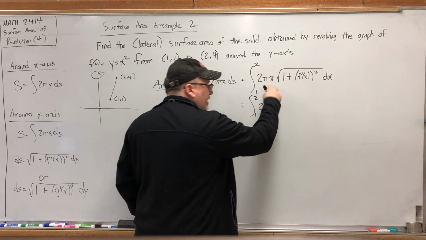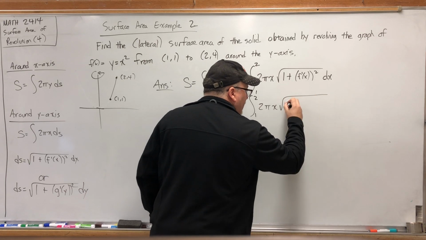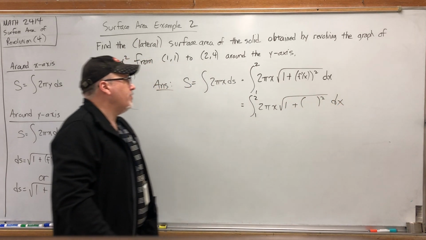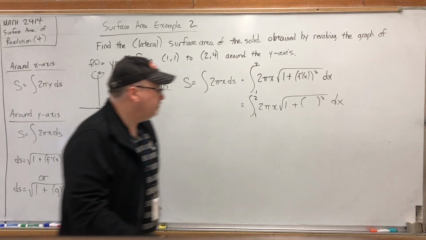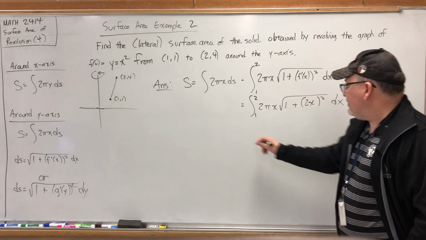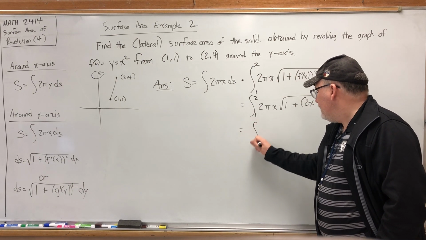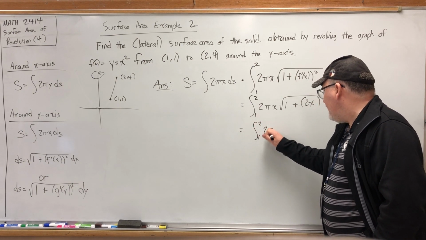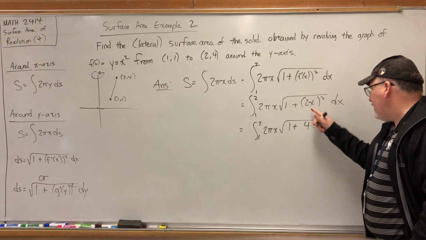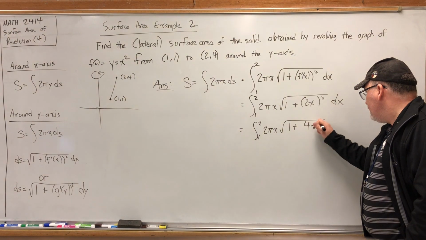2 pi x square root of 1 plus the square of the derivative, but the derivative of the function is just 2x. All right, so let's square this and figure out where to go next. Integral from 1 to 2 of 2 pi x square root of 1 plus 2 squared is 4, x squared is x squared.